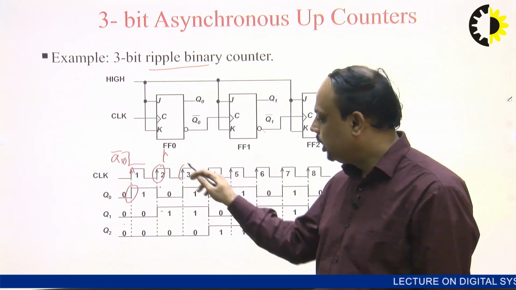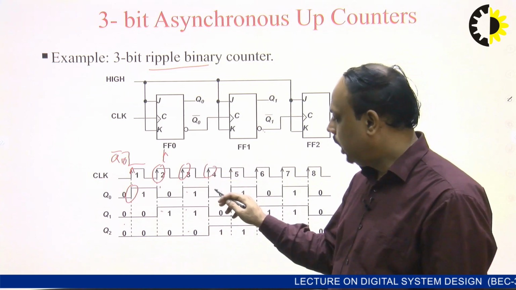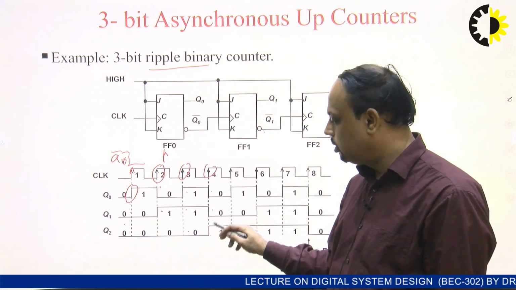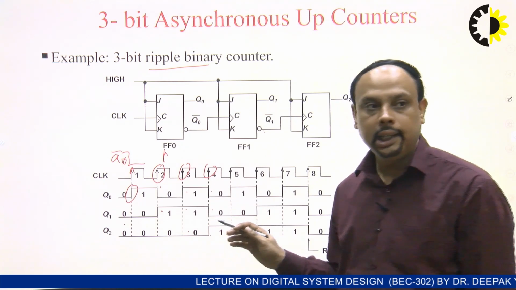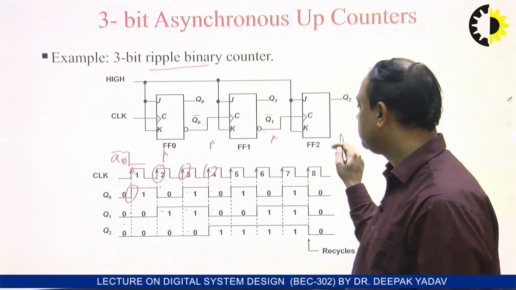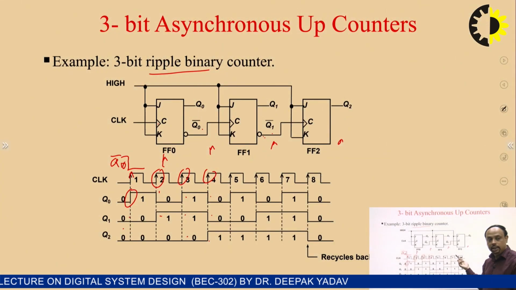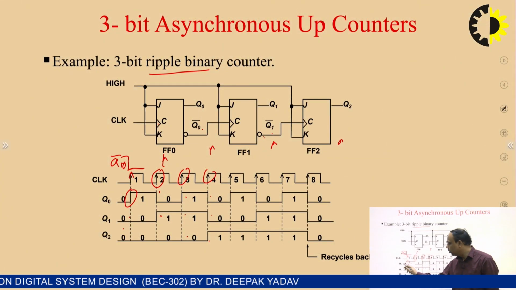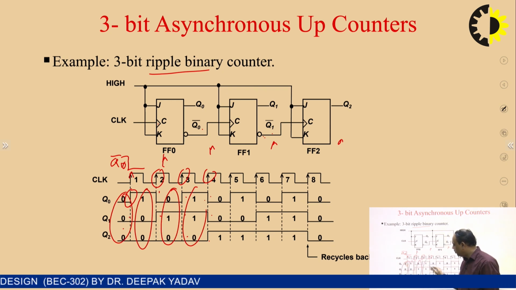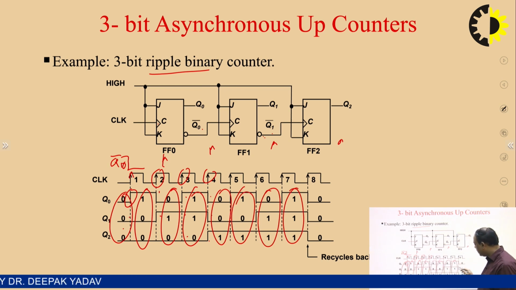For the third, it again changes state, and in the fourth, it changes state. All the flip-flops are changing state because all the flip-flops have a positive edge at this point. So in this way the count keeps increasing as the clock pulse is coming. The actual count is 000, 001, 010, 011, 100, 101, 110 and 111, and then again resets to 000.